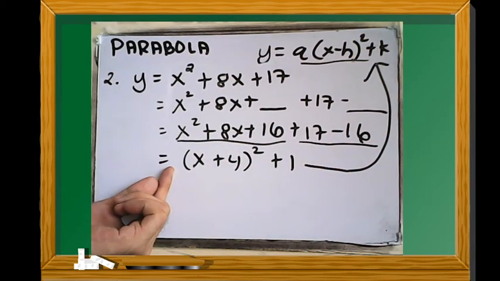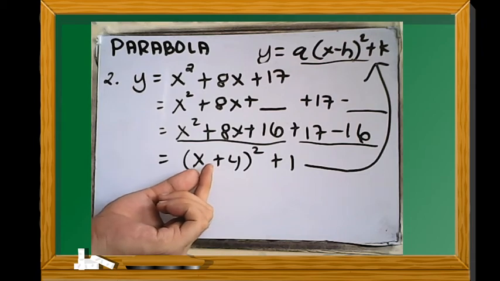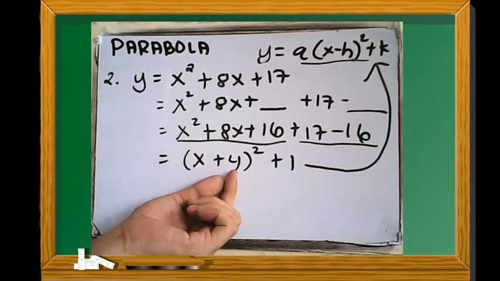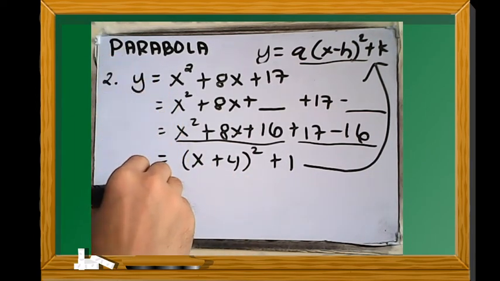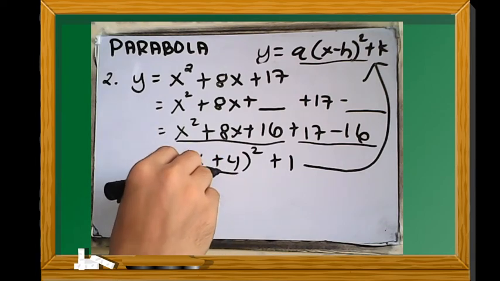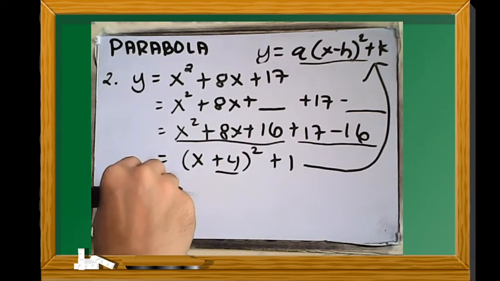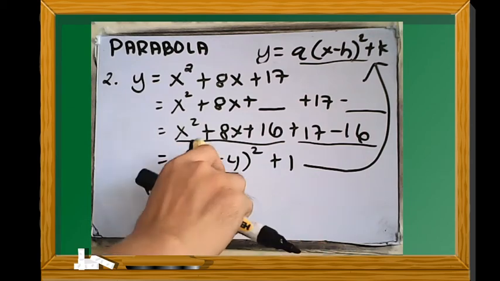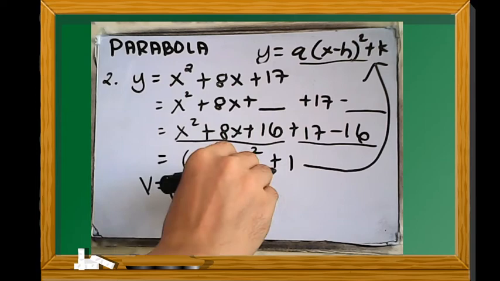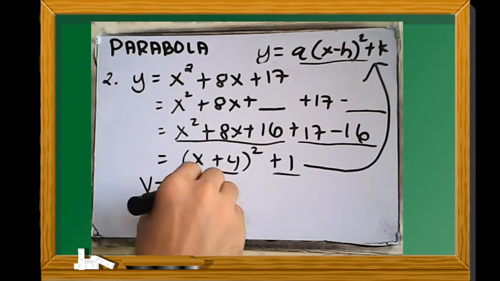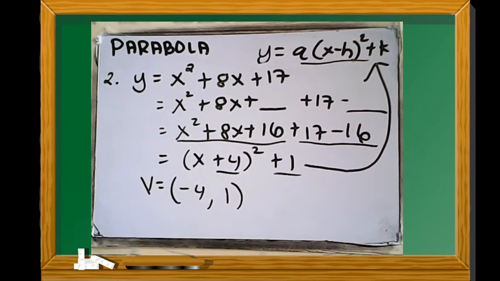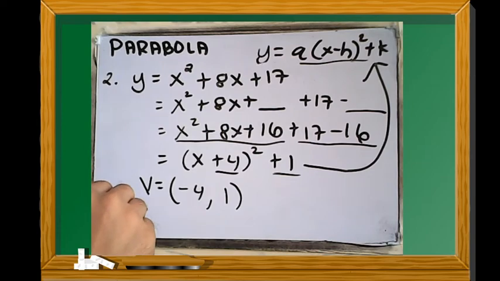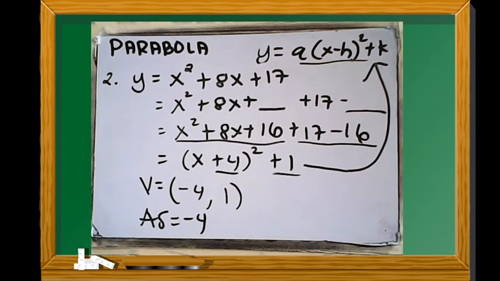So a is 1 and then x plus positive 4 squared plus a. So it means the vertex is, again, this part, babaguhin natin ng sign. Instead of positive 4, that is negative 4. And then the value of A is the same. So if that is plus 1, that is positive 1. So the vertex is negative 4 and 1. And then the axis of symmetry is negative 4. So that is example number 2.